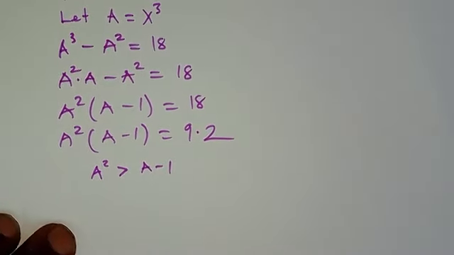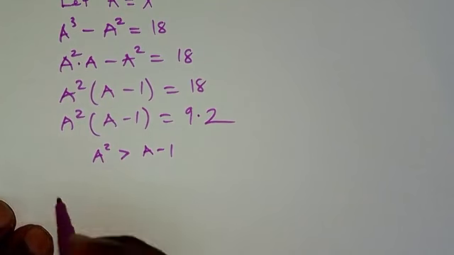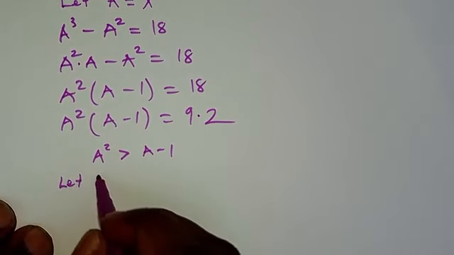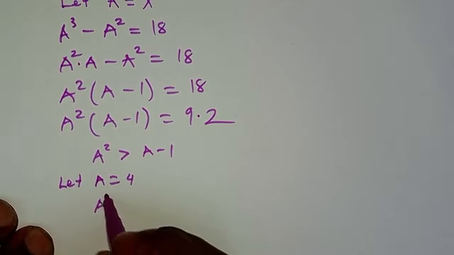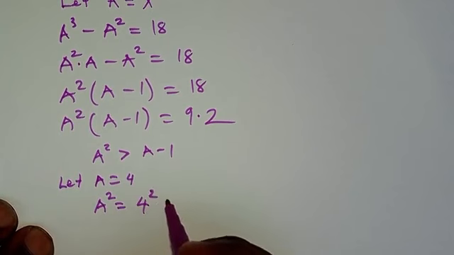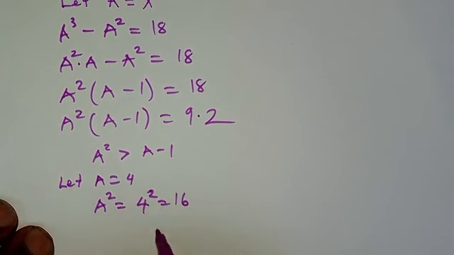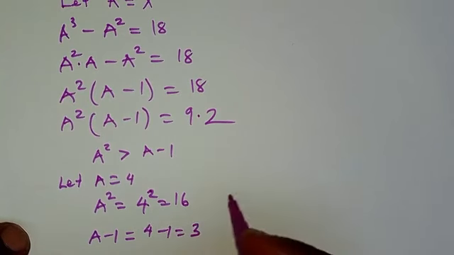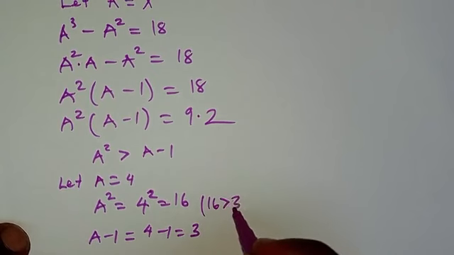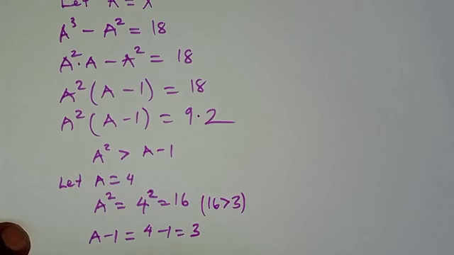Now I want us to prove that. So let's say a equals 4, for instance. If you want to know a squared, a squared is going to be 4 squared, and that will give us 16. Do you understand now? Another thing is that let's use a minus 1. If a is 4, we have 4 minus 1, and the result is going to give us 3. So you can see that 16 is greater than 3, which means that a squared is greater than a minus 1.